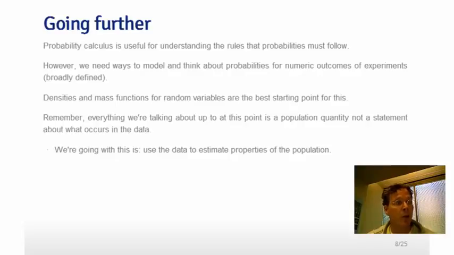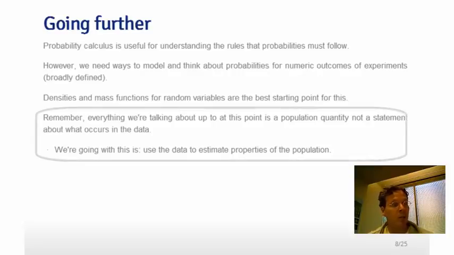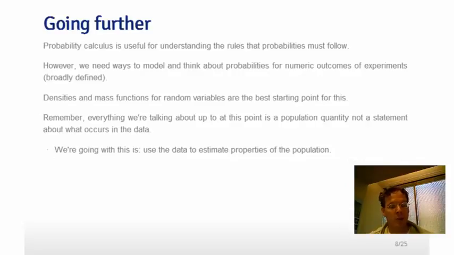Among other things, you'll know that when you talk about probabilities associated with the bell curve or the normal distribution, you're talking about population quantities. You're not talking about a statement about what occurs in the data. How this is going to work and where we're going with this is that we're going to collect data that it's going to be used to estimate properties of the population. Okay, and that's where we'd like to head. But first, before we start working with the data, we need to develop our intuition for how the population quantities work.